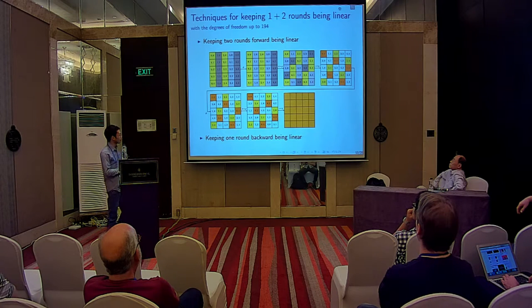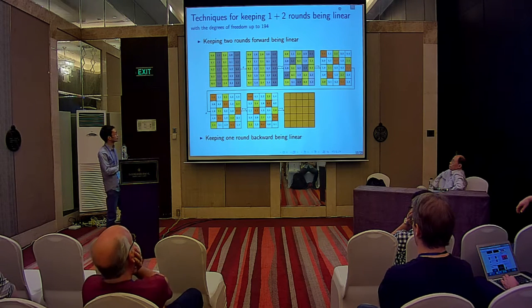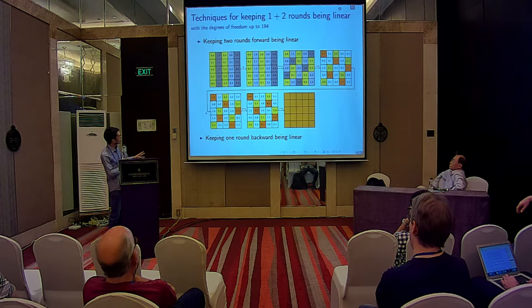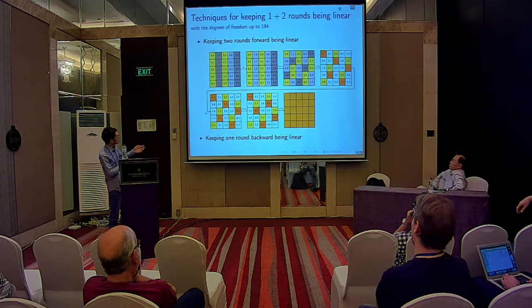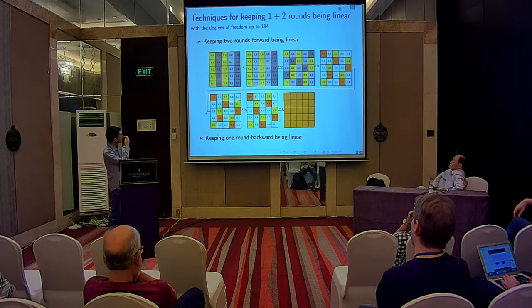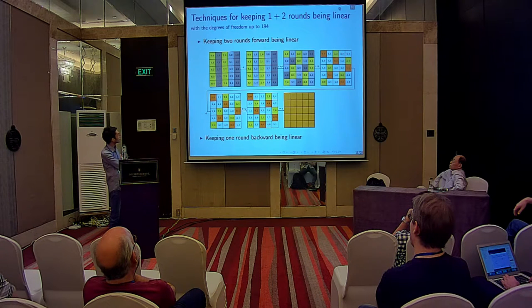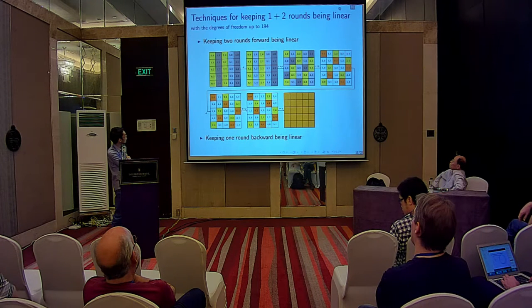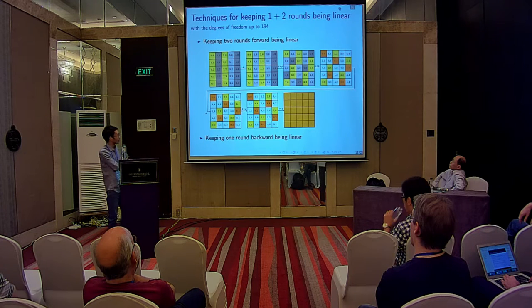Now, let me show how to keep one plus two rounds linear. Besides, we need to impose that the input of the step chi has each column sum to a constant. In this case, we need to impose, for example, that the first column is all ones, the second all zeros, and the third column all ones. Each lane in this picture consists of linear variables.